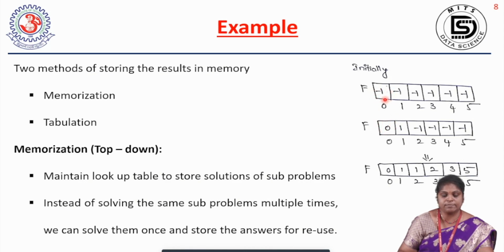Suppose Fibonacci of 0 is calculated, the -1 is updated to 0. Fibonacci 1 is calculated, the -1 is updated to 1. Like that, when all the subproblems are completed, this table is filled with the optimal solutions 0, 1, 1, 2, 3, 5. So this process is called memoization.